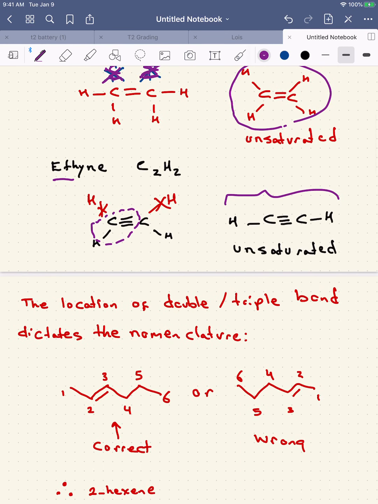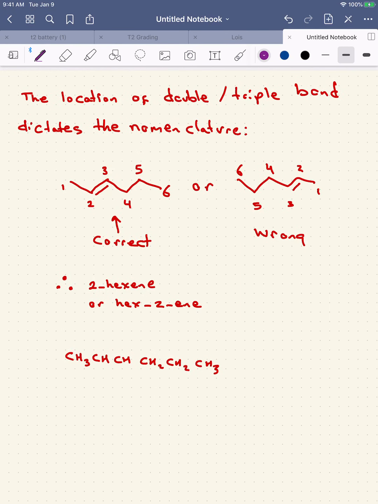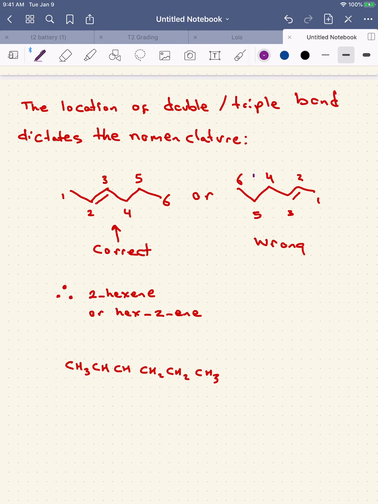Now let's look at a little bit more nomenclature. What I'm saying in the next slide is that the location of the double and triple bond dictates your nomenclature. Which one is carbon 1? I'm giving you an identical molecule. There are 2 possibilities. You can go left to right, 1, 2, 3, 4, 5, 6. But if you do it in reverse, it's 1, 2, 3, 4. So you choose the carbon which is closest to the double bond. So this is a wrong structure and this is correct.